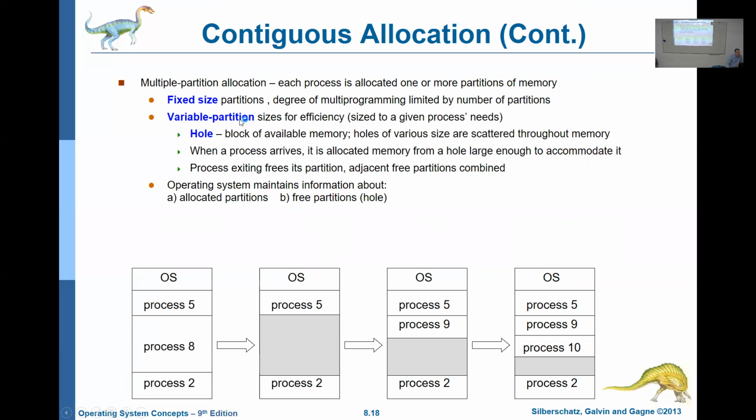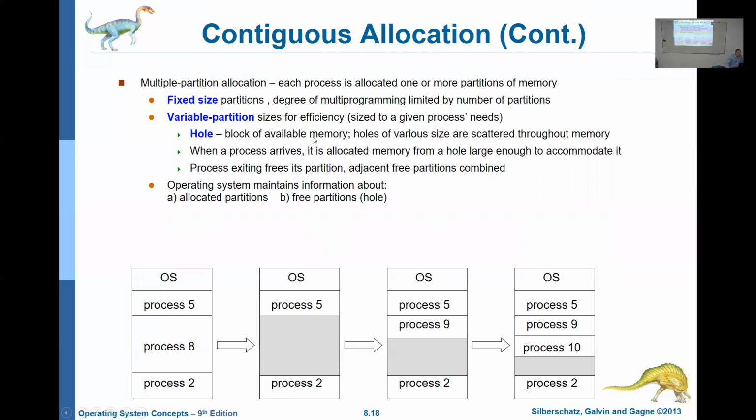Then there's also variable size partitions. Variable partition size for efficiency. The size given to a process is sized to that process's needs. In other words, the amount that the process needs, we're going to give it a variable size. So you can have fixed size or variable size. Now, in variable size, we are going to talk about, well, it also could be in fixed size, but we're going to talk about a hole.